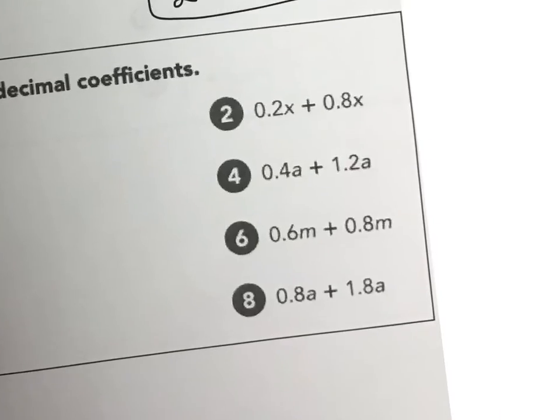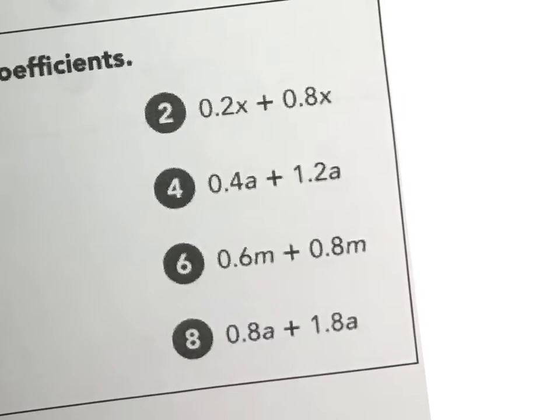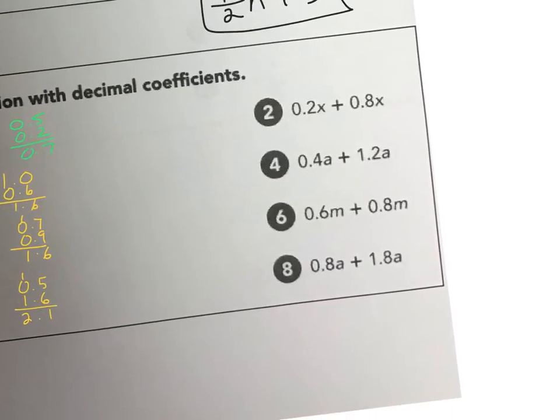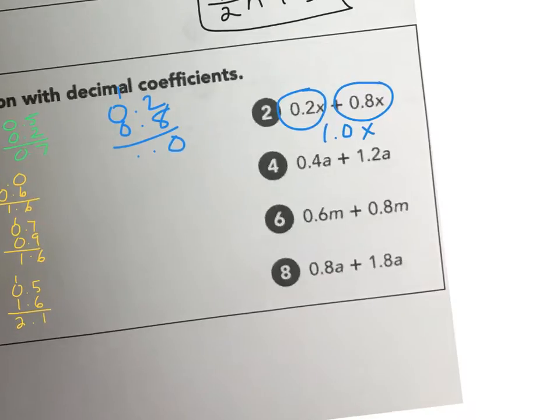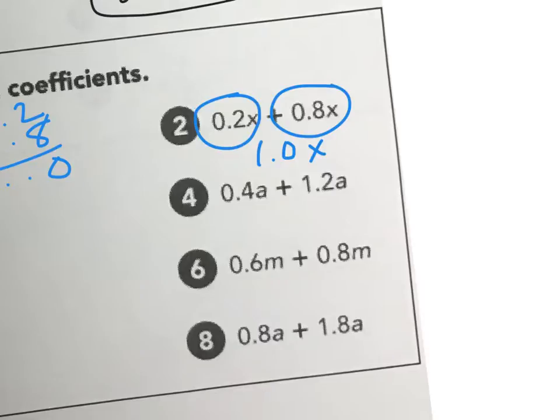Okay, let's look at these. I'm going to put my work over here. 0.2 plus 0.8, 0.2, 0.8, 1.0. This would be 1.0x, or even better, 1x, or even better, I'm sorry, just x. That would be the final answer on that one.